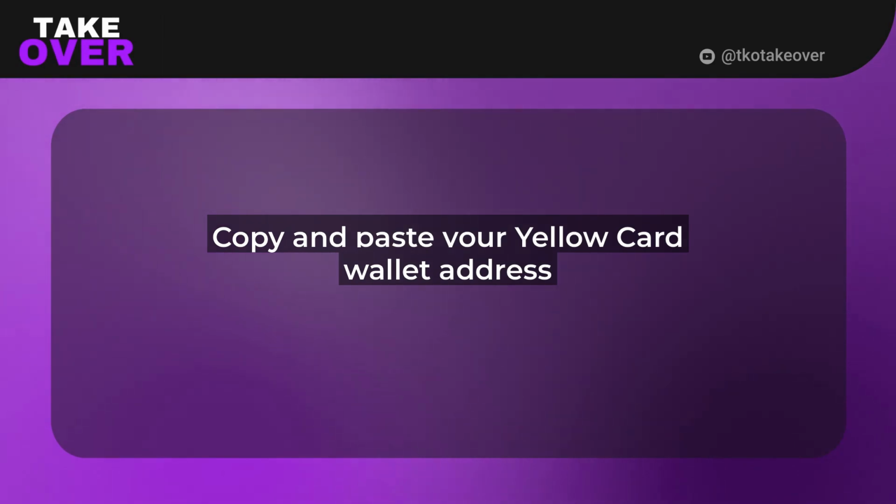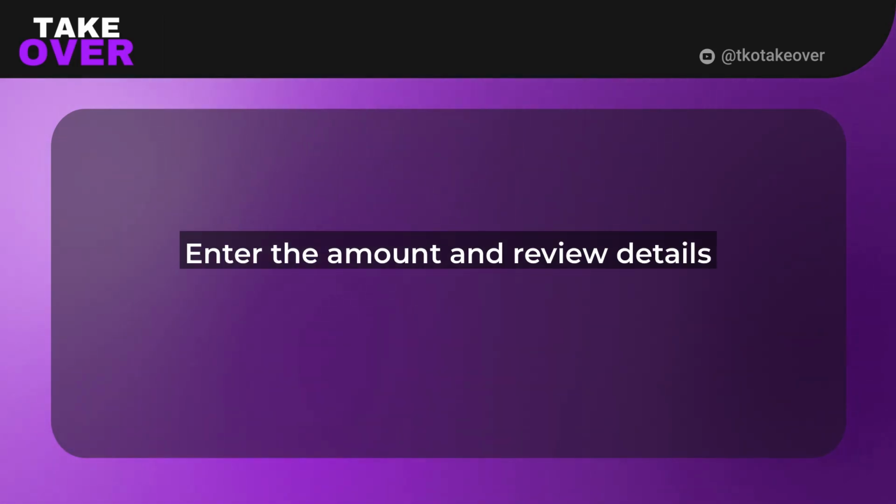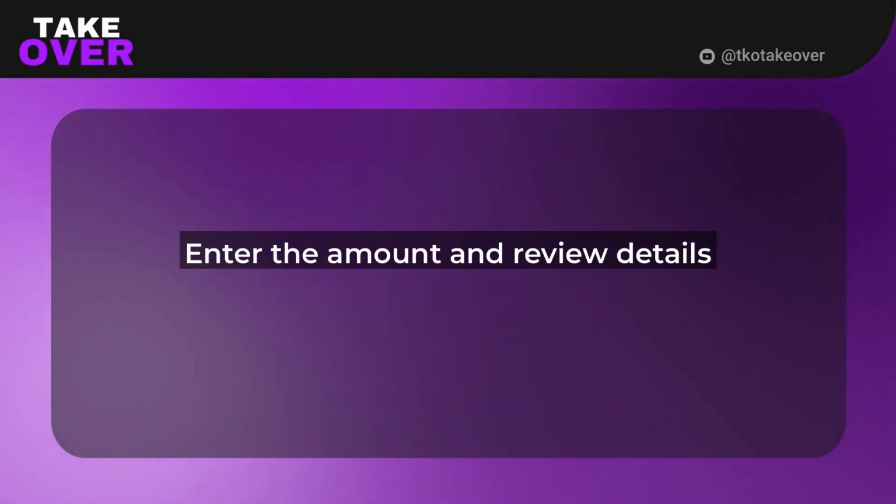Step 3. Hit that Withdraw button and confirm the transaction. You'll likely need to go through two-factor authentication for security. Once it's confirmed, track the transaction on a blockchain explorer like Tronscan if it's TRC20. It should arrive in your Yellow Card wallet in minutes.